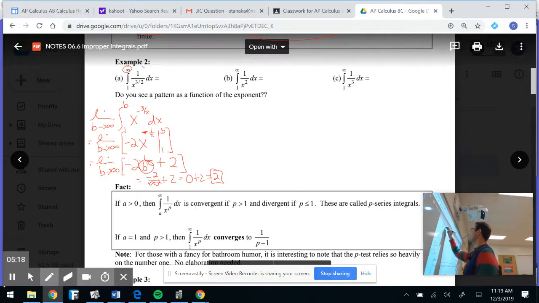Right? So that means if I was to look at that graph, it gets really close to the x-axis super duper fast. Okay, which is why it converges. So that converges to the value of 2. Let's look at this next guy.